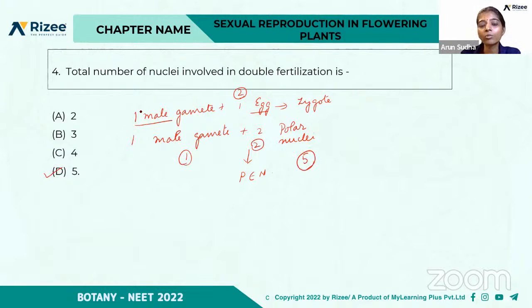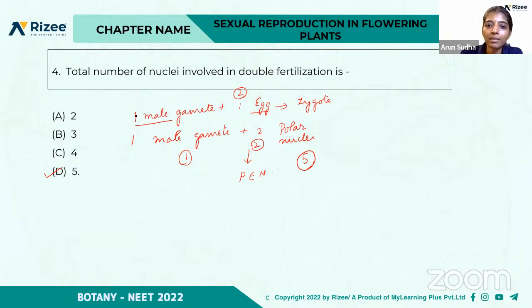So are you clear? There are 3 nuclei from the embryo sac, right? And 2 nuclei from the male gametes. So totally 5 nuclei are involved in double fertilization. So D is the right answer. Okay. So if the question is asked as how many nuclei in the embryo sac are involved, then your answer is right. That is only 3 nuclei are involved. But if it is a general question, then you have to include the number of nuclei present in the male gametes also. Okay. So based on the question, you have to answer.